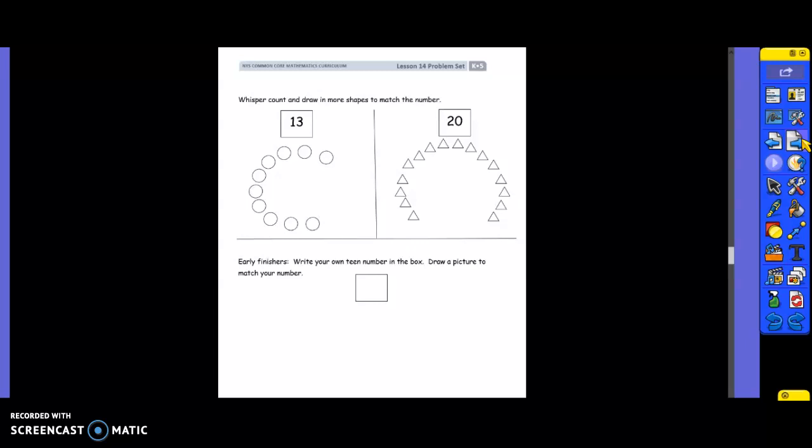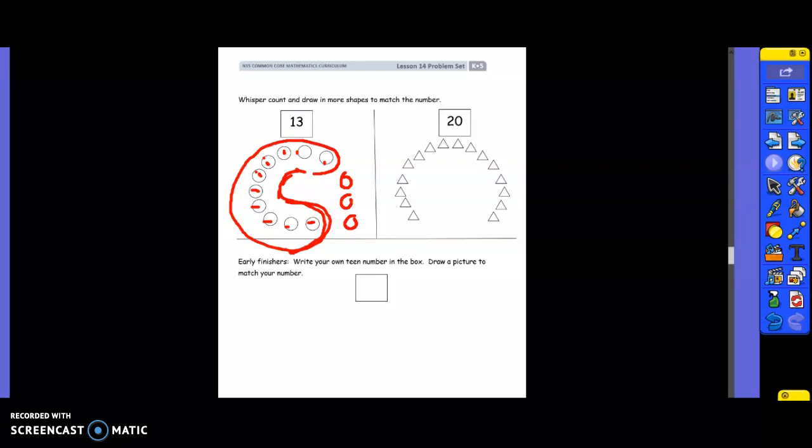Miss Akin will do the first one with you. So they want us to show 13. We have to make sure we have 13. Let's whisper count. 1, 2, 3, 4, 5, 6, 7, 8, 9, 10. Oh, that was tricky. We had to make sure we counted each one. There's our 10. But remember, we need 13, and all we have is 10. So think about how many more we would have to draw. That's right, 3 more, because I know the parts of 13 are 10, 3. So I have to show 10, 3.